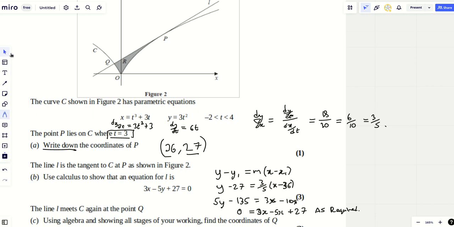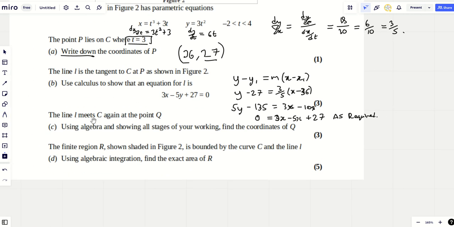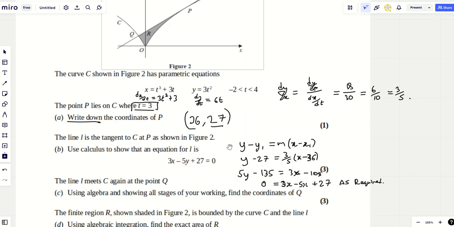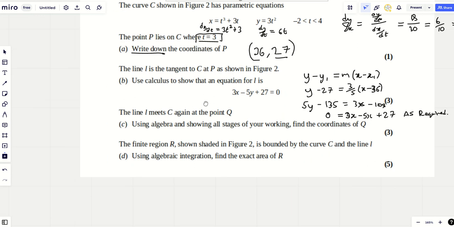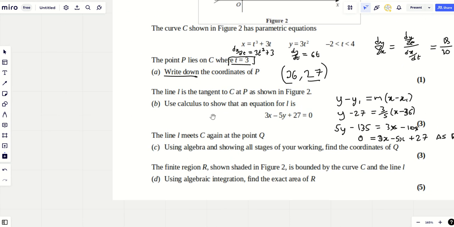So far, so good. Okay, the line L meets C again at the point Q. Using algebra and showing all stages of working, find Q. So we want to find where this line hits this curve again. Now, there are different approaches you could use to do this, but try and use the easiest approach. We know we can plug this in here for our x, because we're trying to find where this parametric curve hits this straight line.